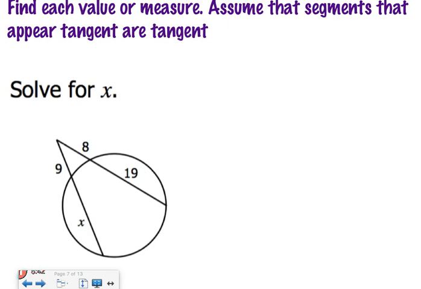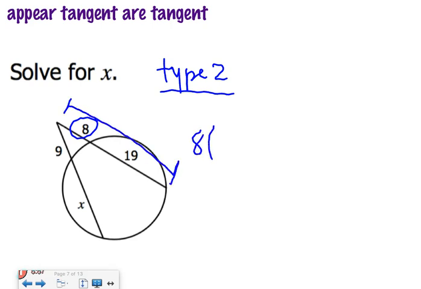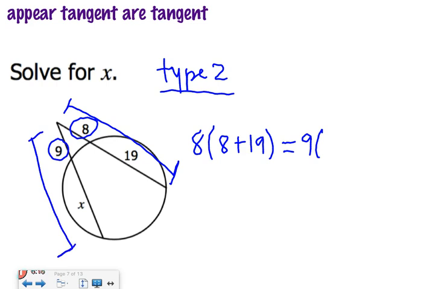Okay, what type is this one? Type 2. So this one's kind of goofy. This is when you take the outside times the whole length of this thing. So what's the whole length of that? 8 plus 19, which would be 27, yeah. Set it equal to now 9. But how would you represent this whole length? 9 plus x. Yeah, 9 plus x.